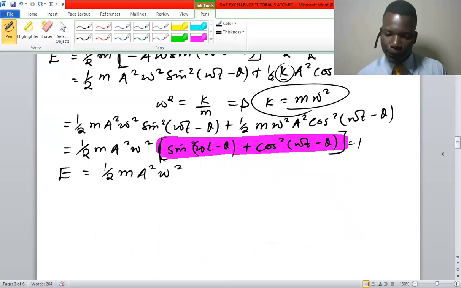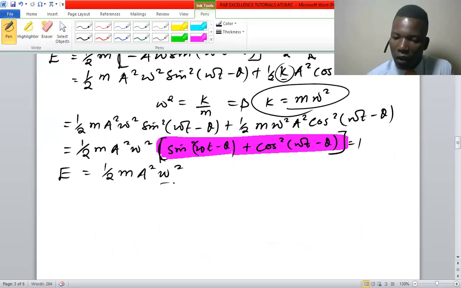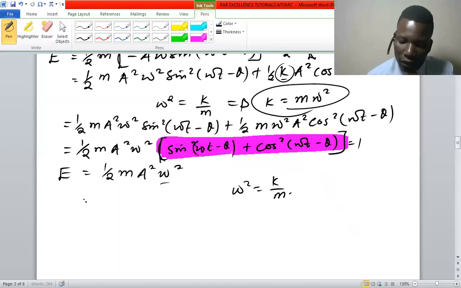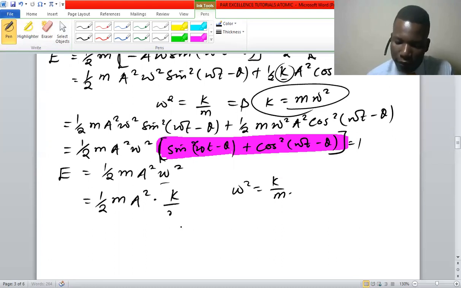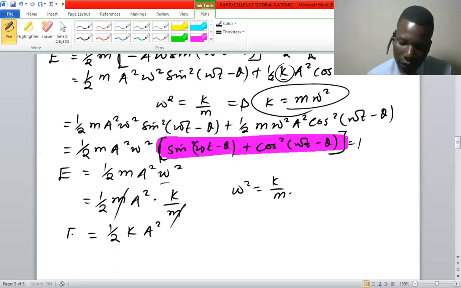We know that omega squared is k over m, so we have half m a squared k over m. So m and m cancel, and then we have half k a squared.